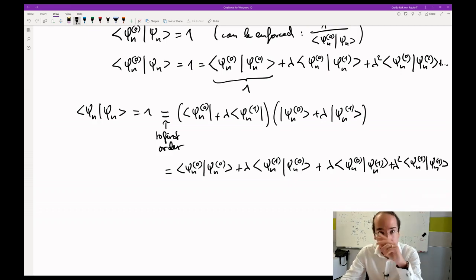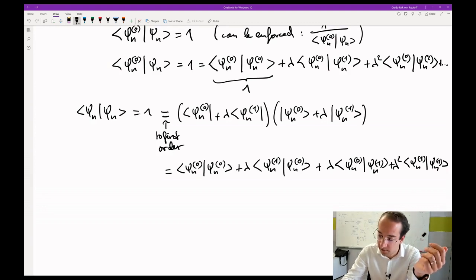Now, as I mentioned before, when we consider something to be expanded up to first order or to nth order, this means that anything which is in the higher order of lambda is treated as if it were 0, which means that this term over here is 0 in first order.